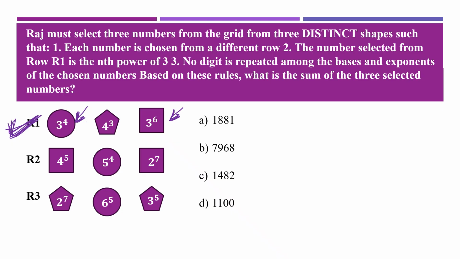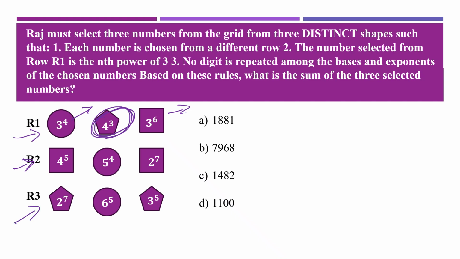Okay, what I have understood is no digit is repeated among the bases and exponents. If I choose 3 and 6 in the first row, there should be no 3 and 6 in any other number. That means I can't select the 6 power 5 in the third row, as there is a 6 in that. Other than that, I can select any number, I believe. In that case, I have two options in the first row, but one is in the circle, one is in the square.